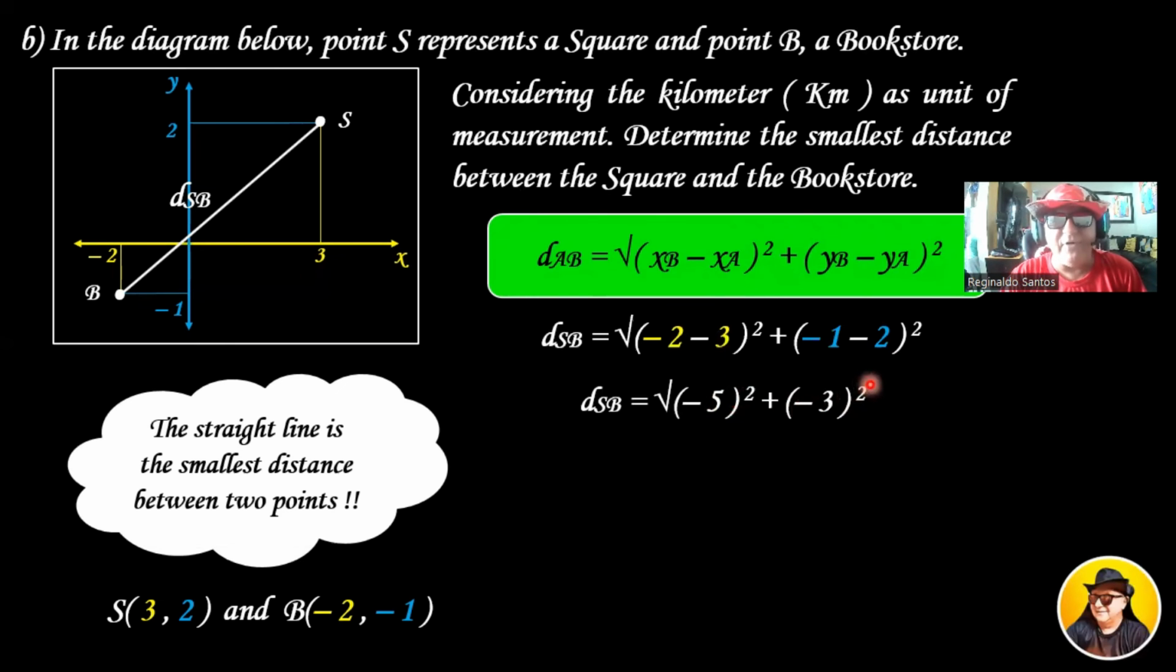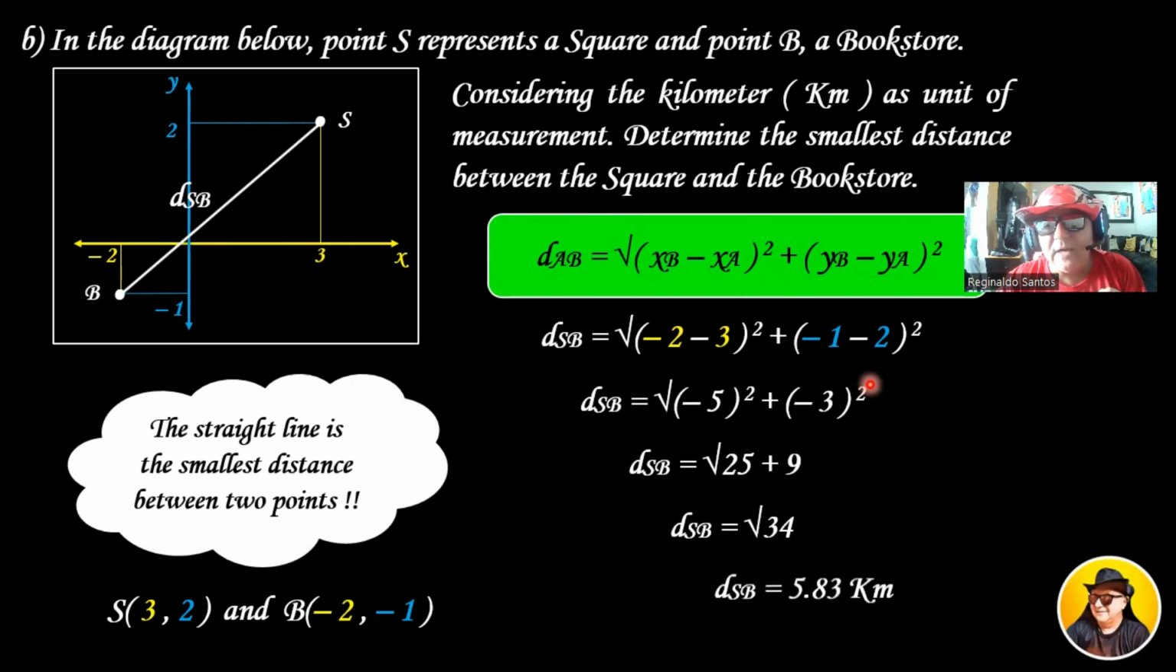Well, (-5) squared is 25, and (-3) squared is 9. Very good. Now let's operate. 25 plus 9 is 34. Let's get the square root of 34. Okay, considering 2 decimal places, we have 5.83 kilometers. So this is the distance between the bookstore and the square.